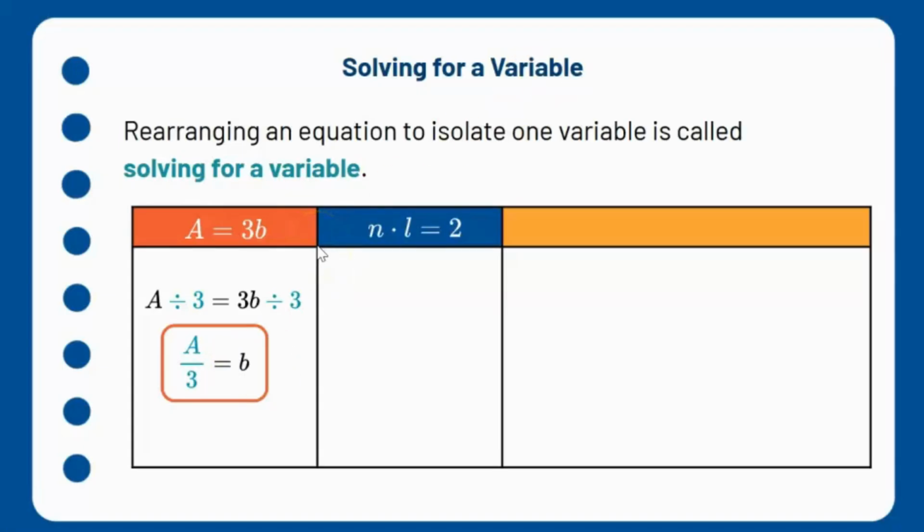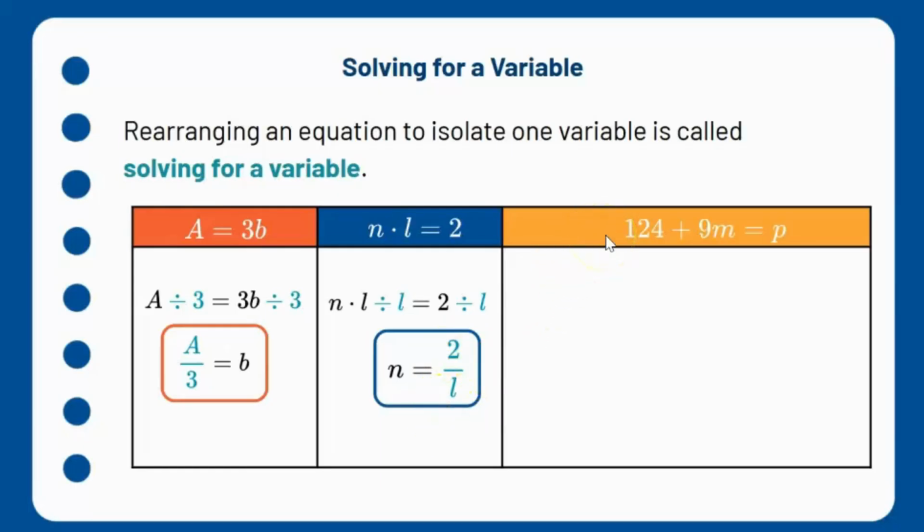Our next equation is n times l equals 2. How might we rearrange this equation to solve for n? We need to divide both sides of the equation by l. This gives us an equation n equals 2 divided by l. Again, remember that a fraction means the same thing as division.